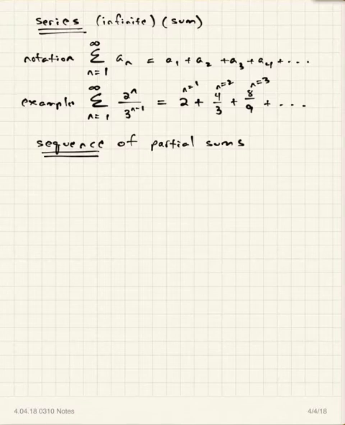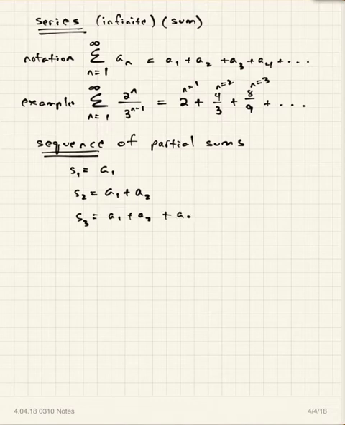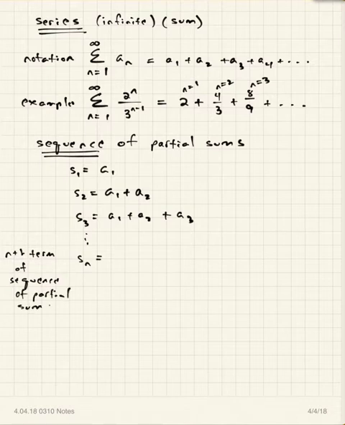And this is how you get the terms of the sequence. The first term of the sequence, which we'll refer to as S sub 1, is just the first term of the series. The second term of the sequence is the first two terms of the series added together. S sub 3 would be a sub 1 plus a sub 2 plus a sub 3. And so on. S sub n, which is what we call the nth term of the sequence of partial sums, would be the first n terms of the series added together. So you'd go all the way out and add up through a sub n.